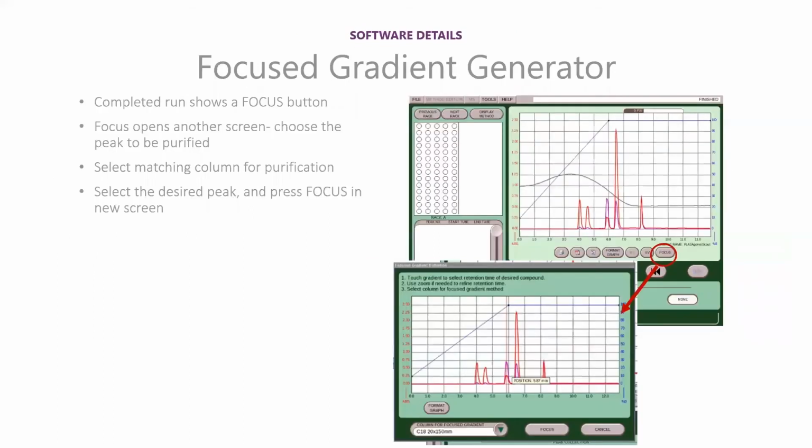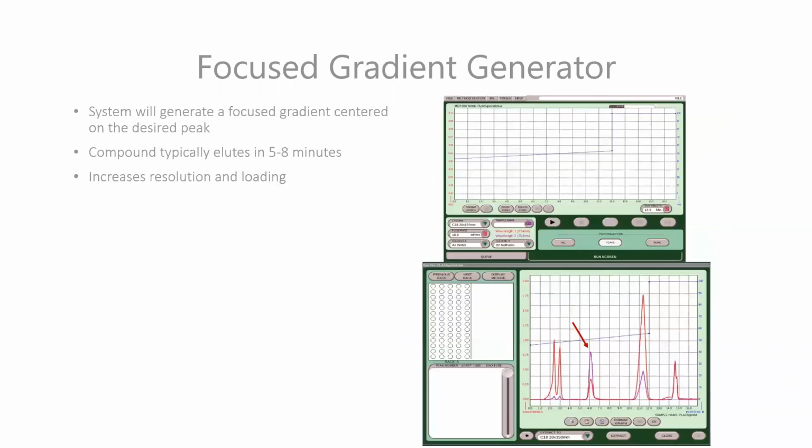The completed run shows a focus button. Focus opens another screen. Choose the peak to be purified. Select a matching column for purification and select the desired peak, and then press focus in the new screen. The system will generate a focus gradient centered on the desired peak. The compound typically elutes in 5 to 8 minutes, which increases resolution and loading.